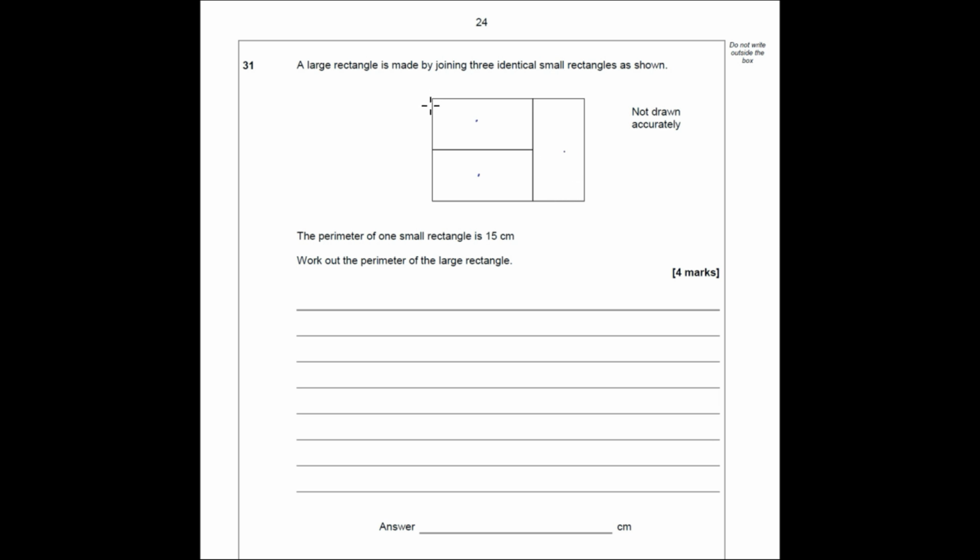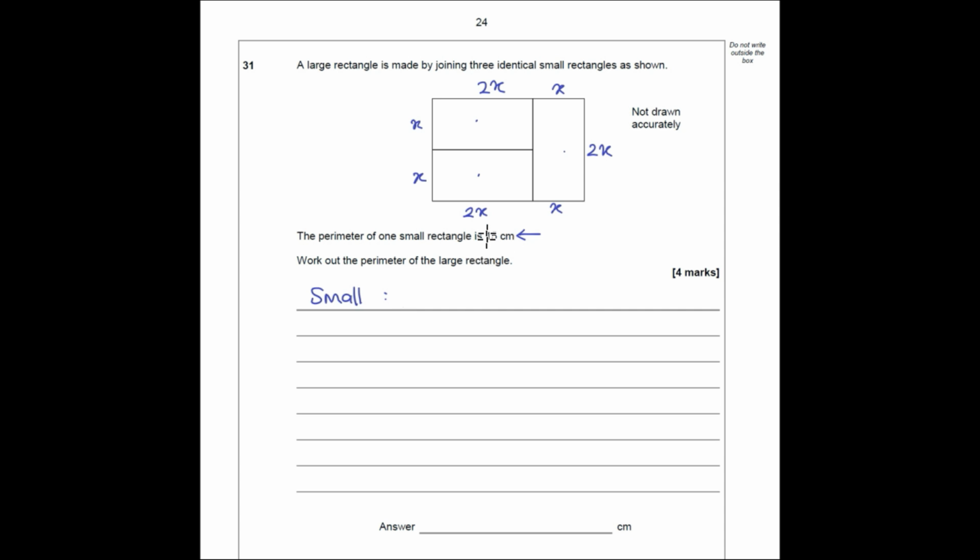So if I say the width of the small rectangle is x, and this is also x, so this is x, and this is x. That means the length of this rectangle will be 2x. It is 2x, it is also 2x, and this is also 2x. Now work out the perimeter of the large rectangle. We will use this information, which is from the small rectangle, to find out the value of x.